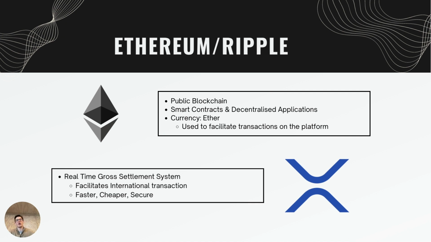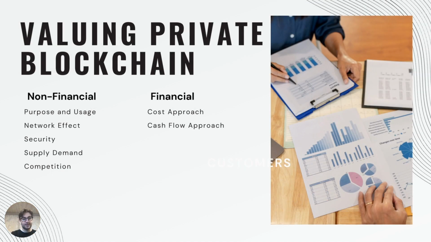So now we'll compare a public and a private blockchain with two examples, starting off with Ethereum, which is an open source decentralized public platform that allows the creation and implementation of smart contracts and decentralized applications. It uses a token called Ether as a digital currency to facilitate the exchange on the platform. Ripple, on the other hand, is a private blockchain network created back in 2012. This blockchain is also called a real-time gross settlement system. It was invented to provide a faster, cheaper, and more reliable way for larger financial institutions to settle transactions all over the world.